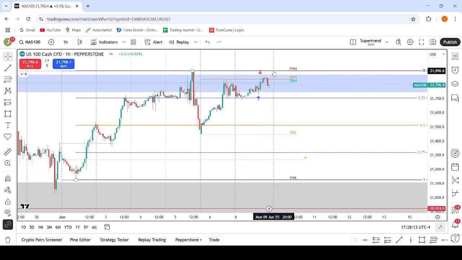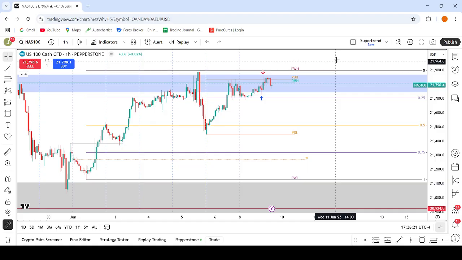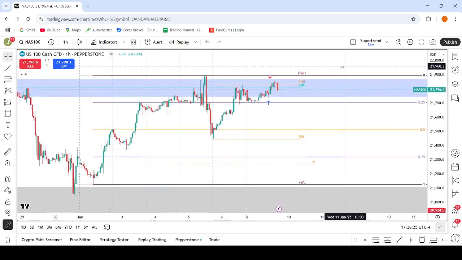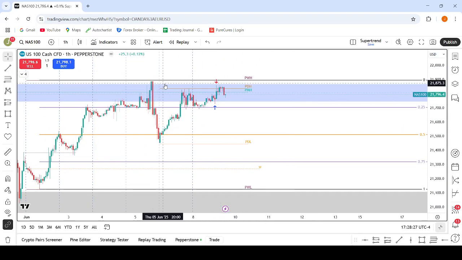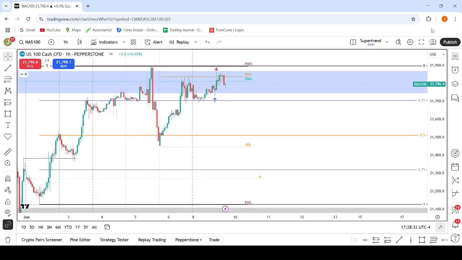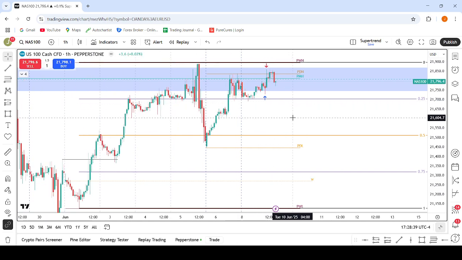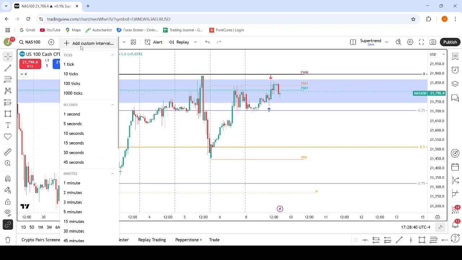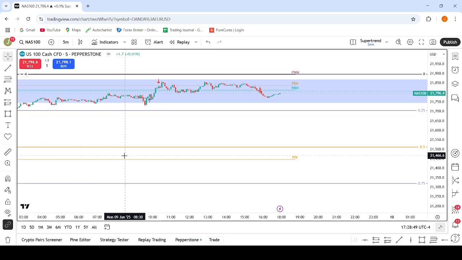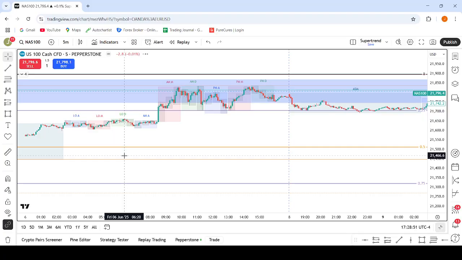So I would like to see it take out that 21,900 level. That is what I'd be looking for to happen this week. That's why I'm still bullish. This is my buy side liquidity as it stands. And if I drop down, I think this here is a market structure shift. So if I drop that down to, I think, a 5-minute time frame.